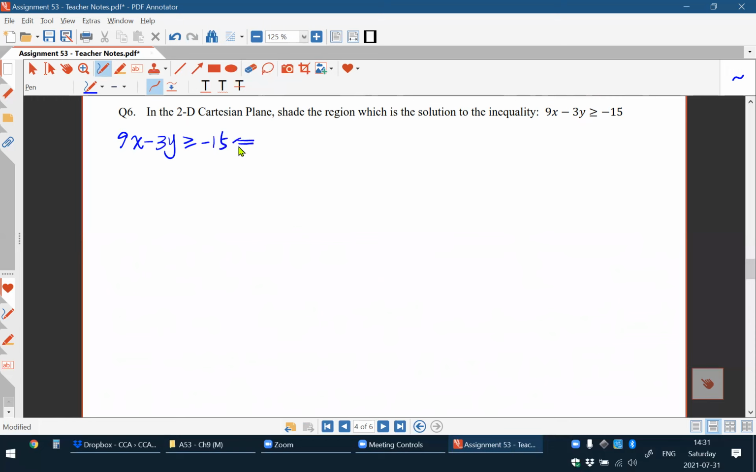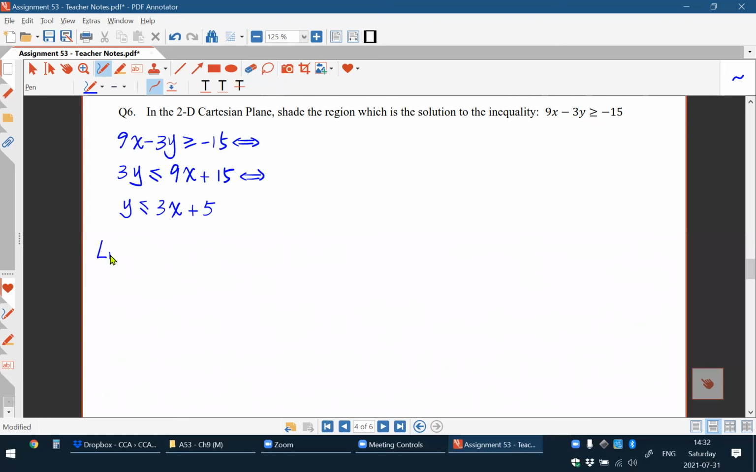First of all, this is equivalent to 3y less than or equal to 9x plus 15, right? And we can further divide both sides by 3. 3 is positive, so we don't change the direction of the inequality symbol here. So y is less than or equal to 3x plus 5, right?